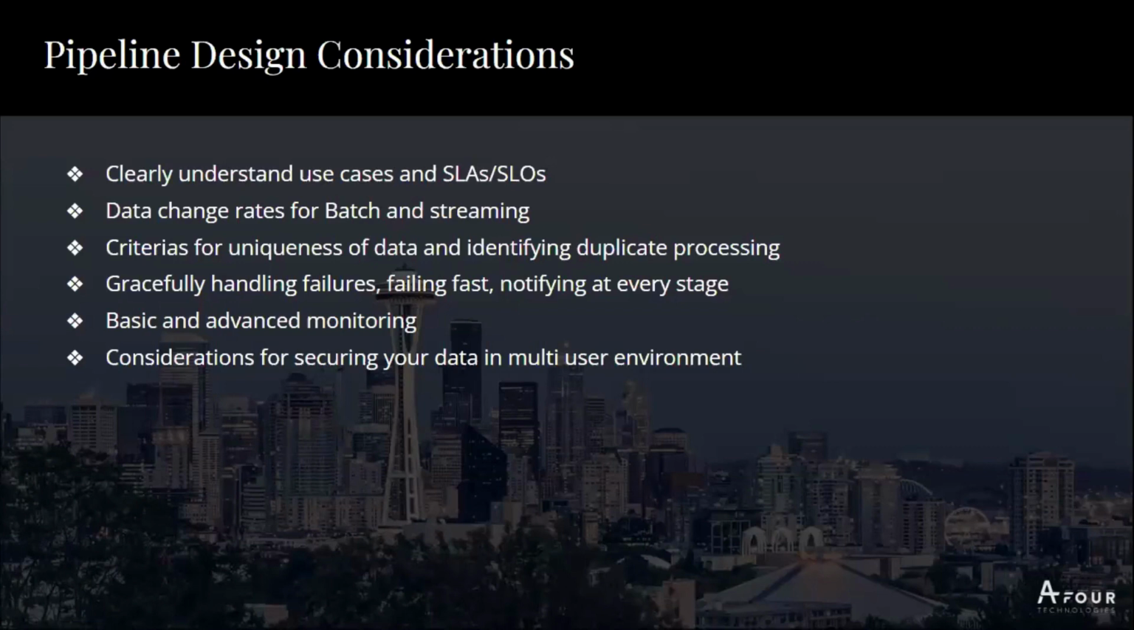It's also important to handle failures. Failing fast is the best route, and then notifying through different mechanisms that AWS provides out of the box. There are certain basic and advanced monitoring systems that can be put in place with CloudWatch alarms and a certain set of AWS services that should be utilized.